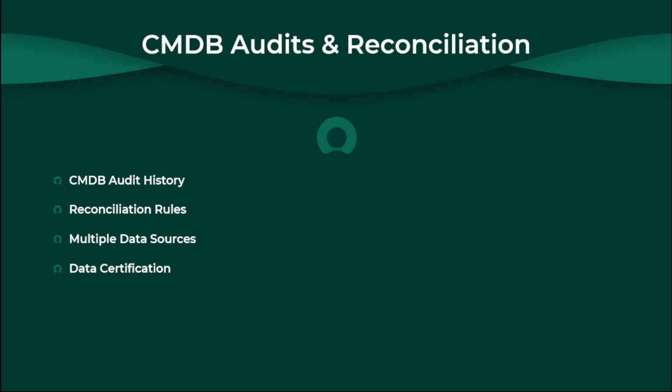With multiple data sources, with different data coming from APIs, integrations, and manual entry, reconciliation helps avoid overwriting good data with bad or outdated info. Data certification: scheduled certification tasks allow users or teams to verify key attributes like owner, location, or environment at regular intervals.